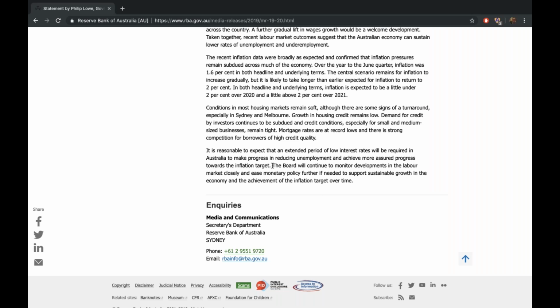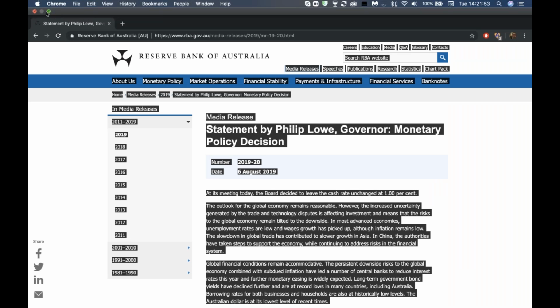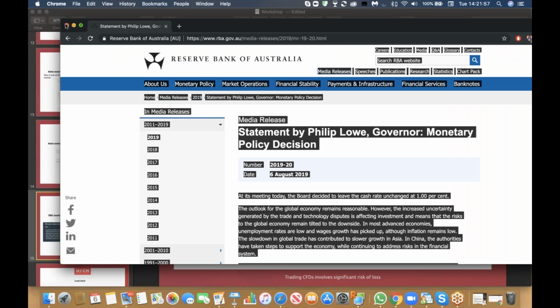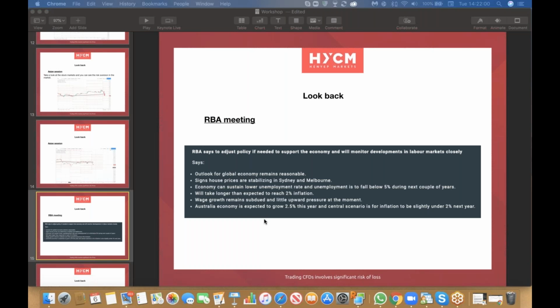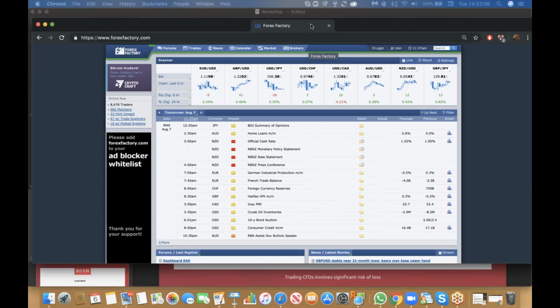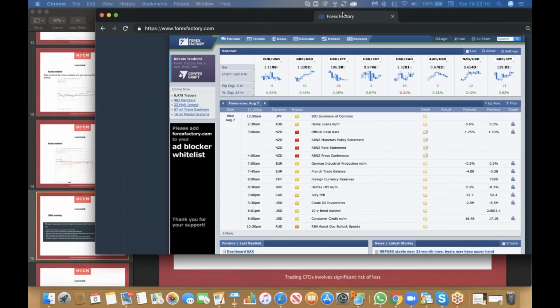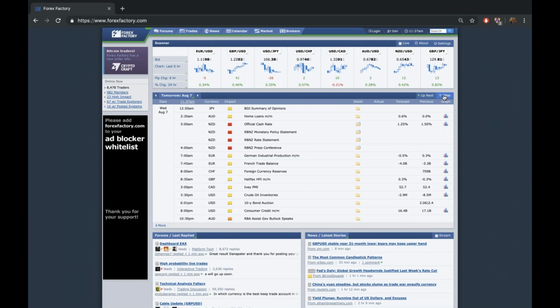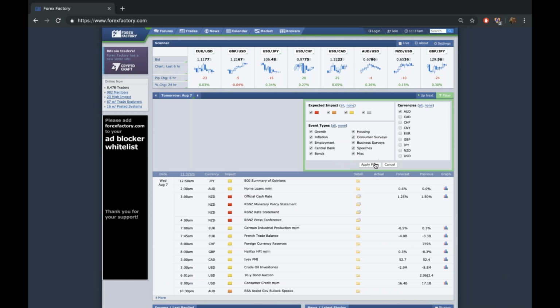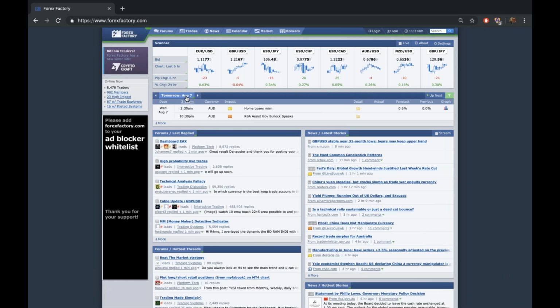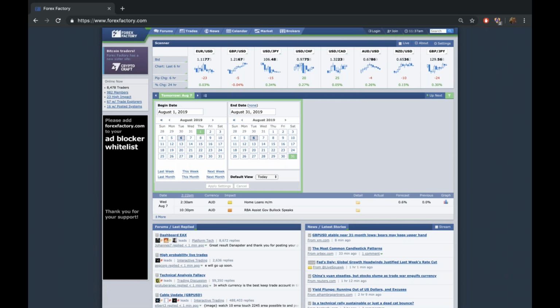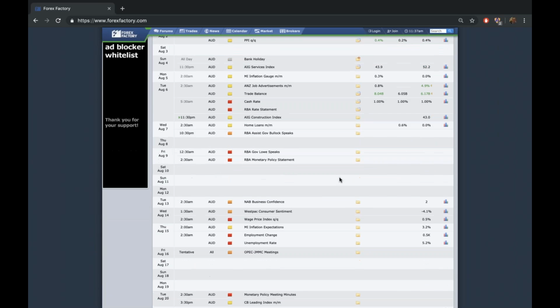This is something they've been saying before, but they're still maintaining it. They're going to monitor developments in the labour market closely. So what they're telling us is that labour market developments are very important for the Reserve Bank of Australia. Armed with that information, you can then go to something like Forex Factory, which is free, put in your filter, take all the currencies out, add Australian dollar, select this month, apply settings, and look for the next labour data.